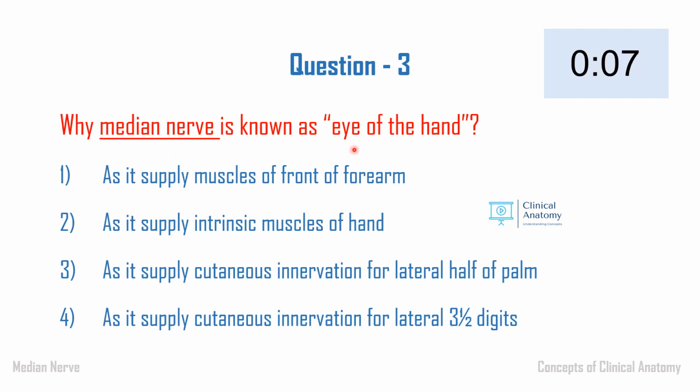Why is the median nerve known as the eye of the hand? Is it as it supplies the muscles of front of forearm? No. As it supplies the intrinsic muscles of hand? No, it supplies only two intrinsic muscles, the lateral two lumbricals. As it supplies the cutaneous innervation of the lateral half of the palm? No, here also it's not because of the palm, it's because of the cutaneous innervation of the lateral three and a half digits, mainly the fingertips. So this is the correct answer.